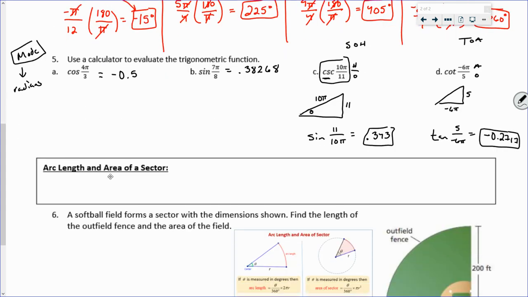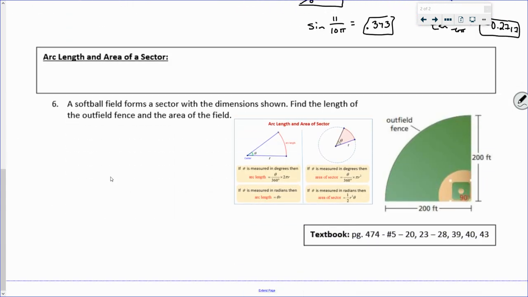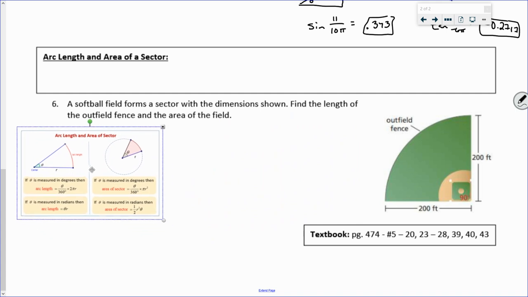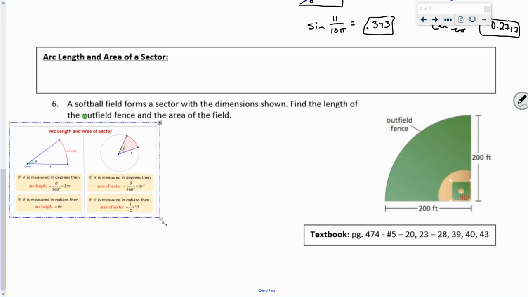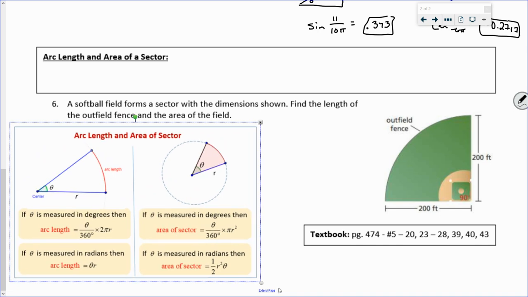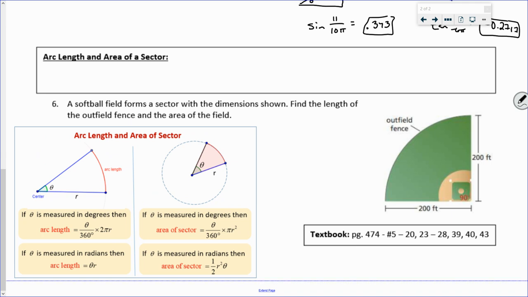All right. Now, last part's kind of a geometry thing. You've got a box for some notes. Here's the notes. I'm not writing all this out all the way. All right, so let's see what some of this does. It says find the length of the outfield fence and the area of the field. So the outfield fence, this is what we commonly call a sector. It's just a portion of a circle.